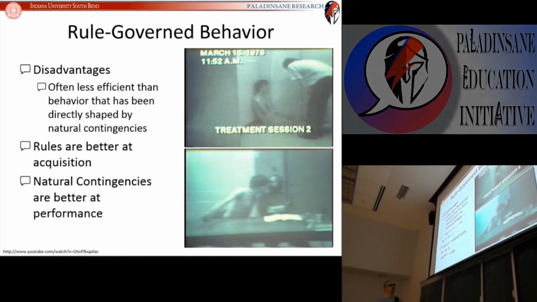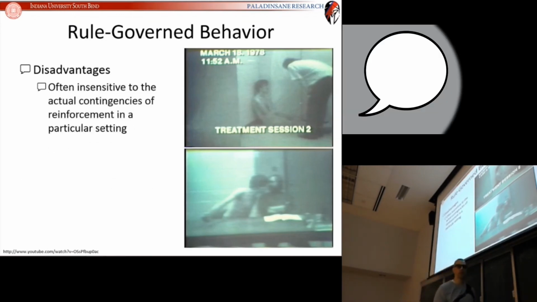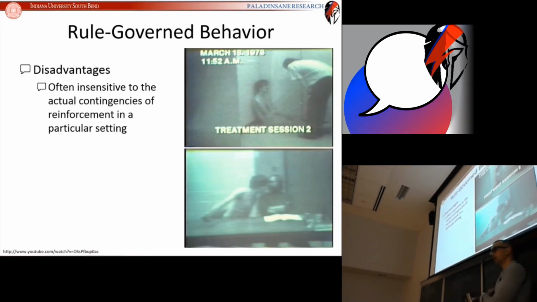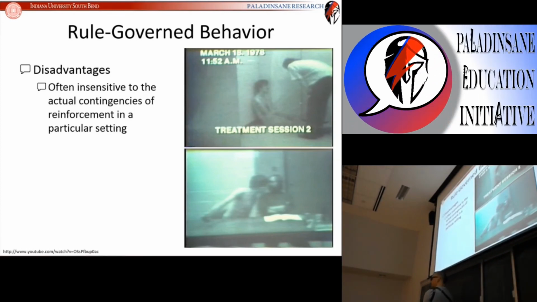Okay, so we're going to end today with the second disadvantage, and this one is a big one. And this one is becoming bigger and bigger all the time because of the rapid change that we have in our society now. So our society is changing way faster now than it ever did before. And this is magnifying one of the big disadvantages of rule-governed behavior, and that is that rules are oftentimes insensitive to the actual contingencies in a particular setting. So you might be told this is the right way to act.